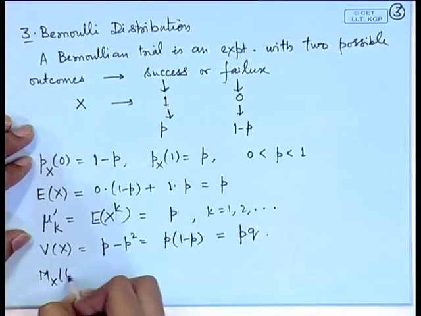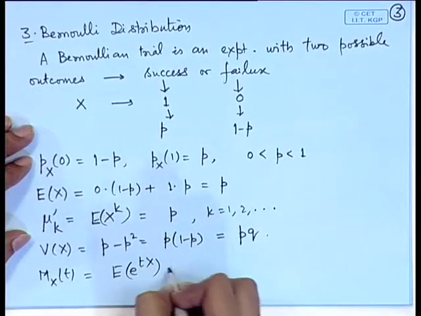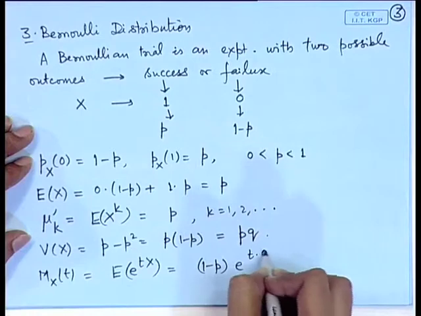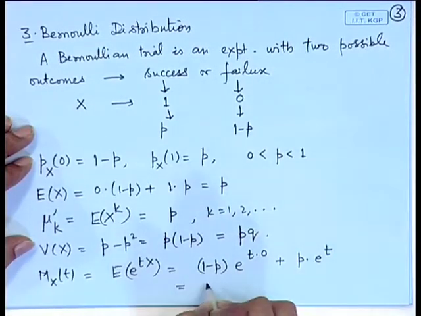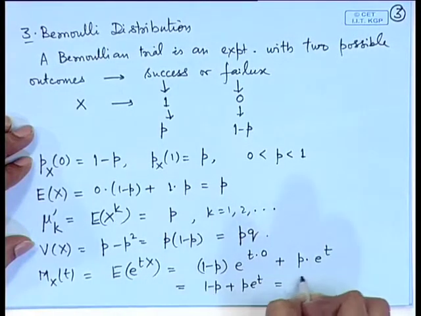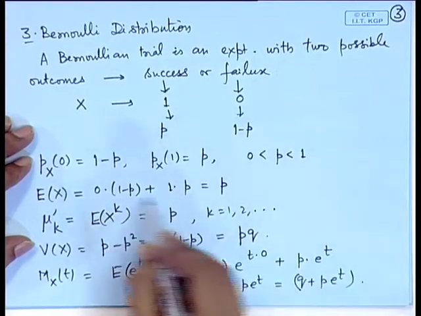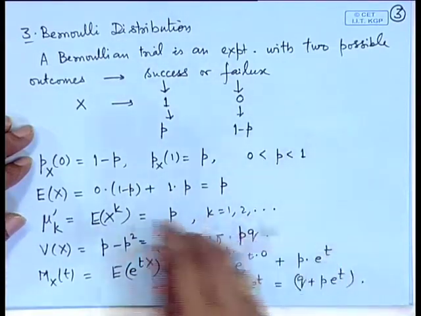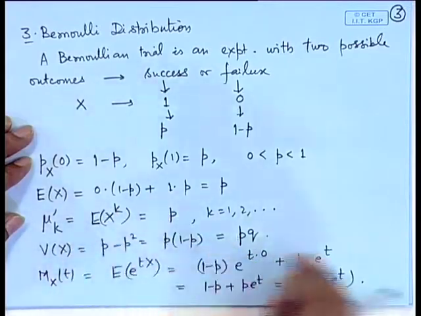The moment generating function is equal to expectation of e to the power tX, that is equal to 1 minus p into e to the power t into 0 plus p into e to the power t, that is equal to 1 minus p plus p e to the power t, or q plus p e to the power t. It is obvious that moments of all orders exist here and they can be evaluated using the relationship between central and non-central moments.